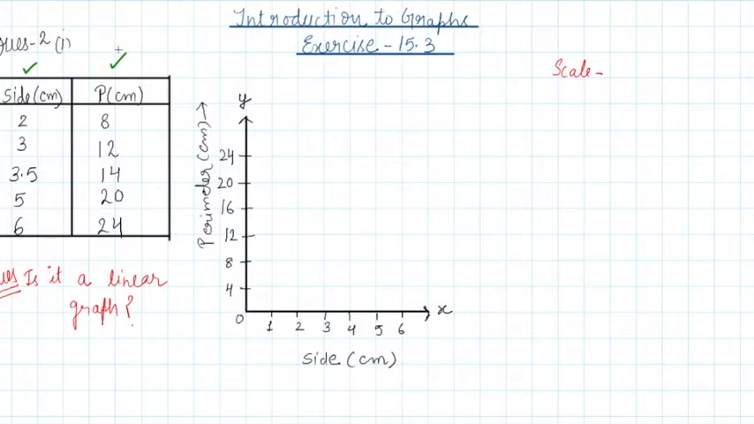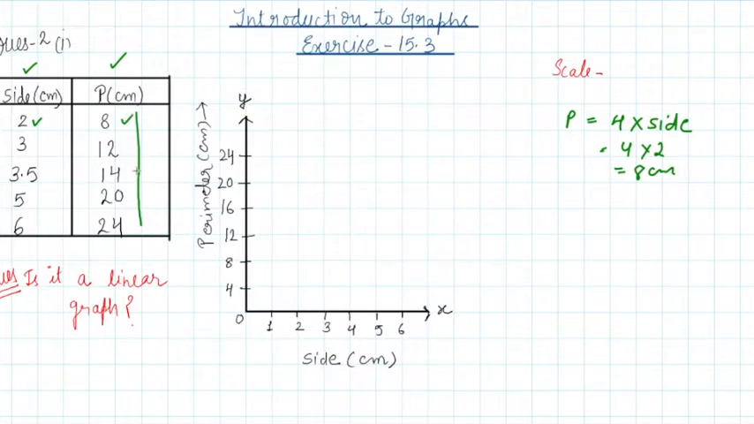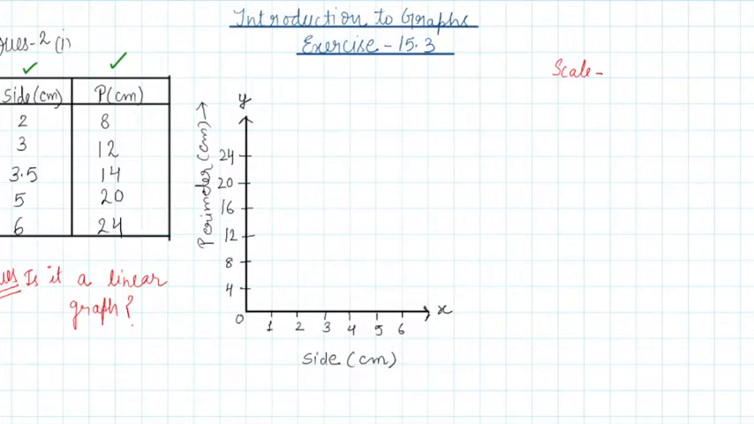Before we do the graph, suppose somewhere in exams only the side is given and this section is not given. We can easily calculate the perimeter because we know the perimeter of a square is 4 into side. In the first case the side is 2 centimeter, so 4 into 2 gives you 8 centimeter. Here also you are getting 8 centimeter. In the second part, if the area is not given and only the side is given, we have to calculate the perimeter and area using the formula to complete the table. Once the table is completed, we can plot the graph. Here in your NCERT book, the table is already completed. The perimeter has been calculated, and the area has been calculated in part 2.